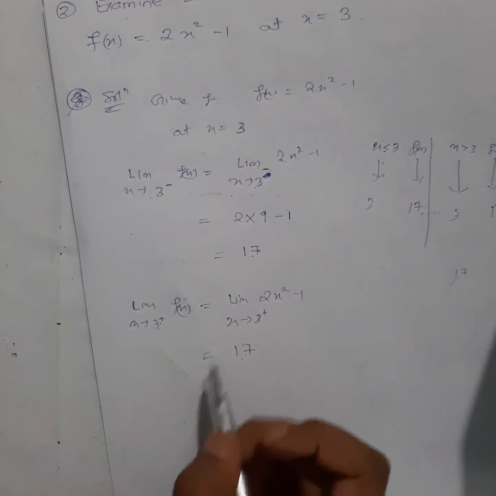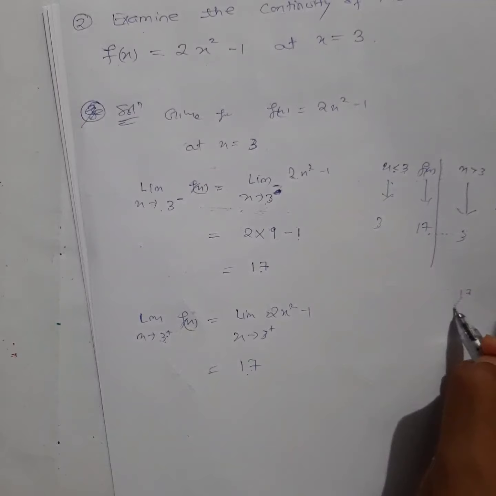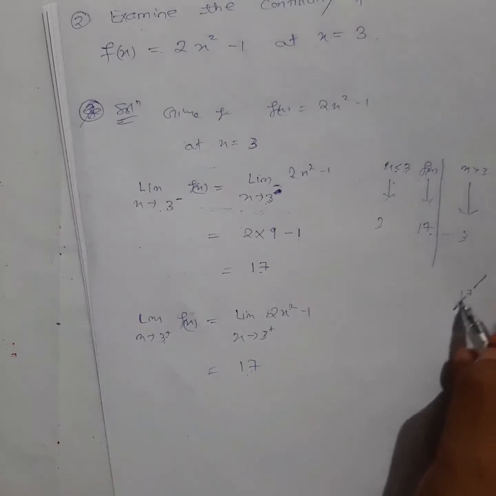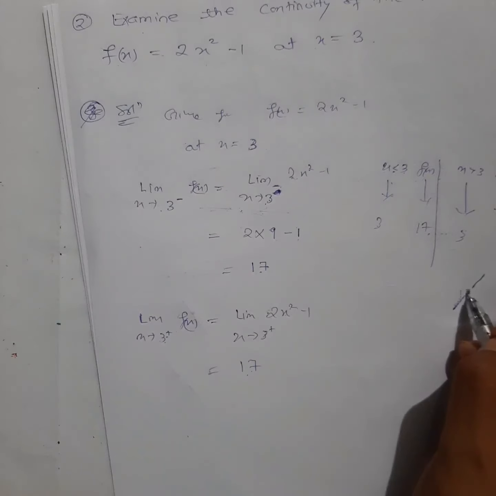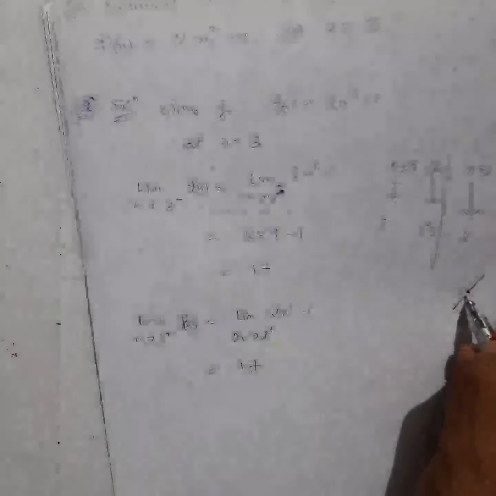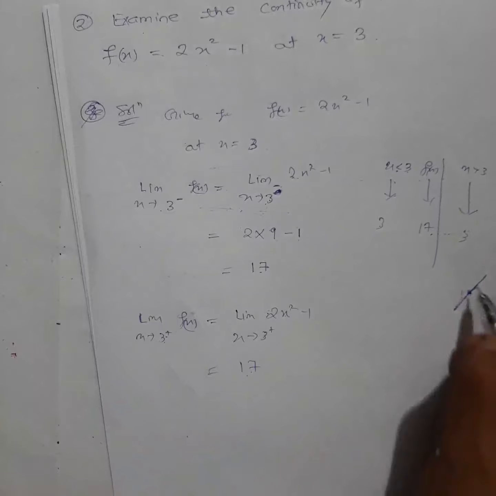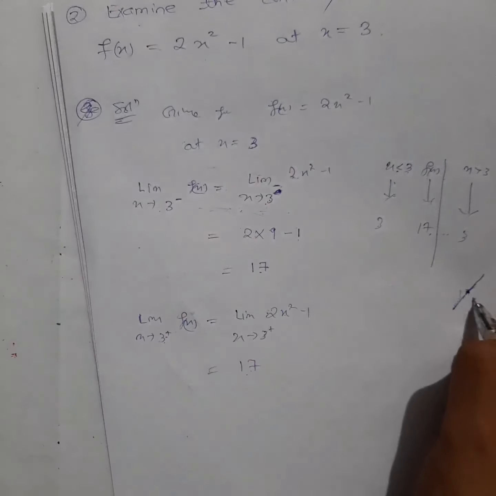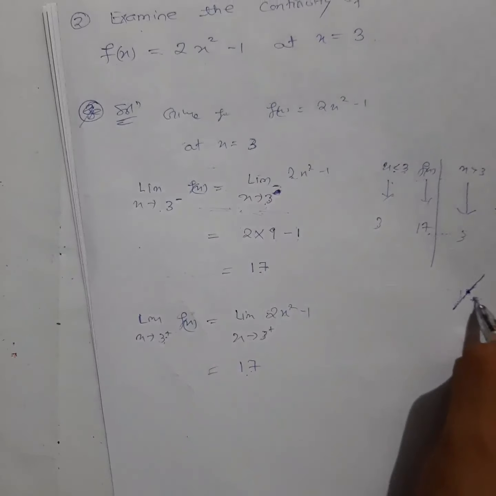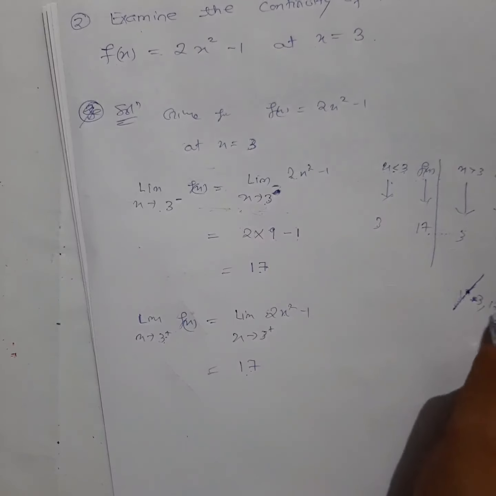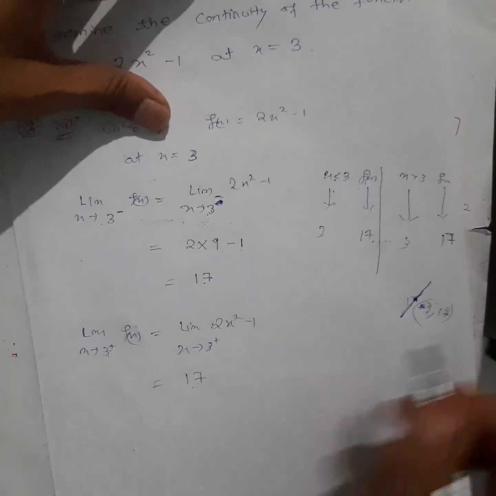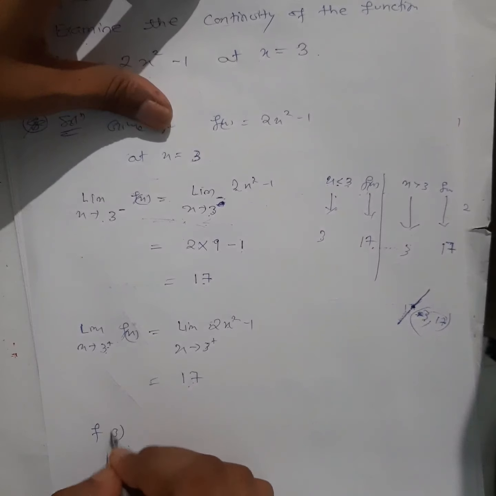Now the problem is at this point. So I got this line. To find out whether this graph will break or not, this point also must be there. This 17 also must be there on this line, then it will join like this. Means this point is 3 comma 17. So this point also must be there. This means that when you take x equal to 3, your f(x) must be 17. So let's find f(3).